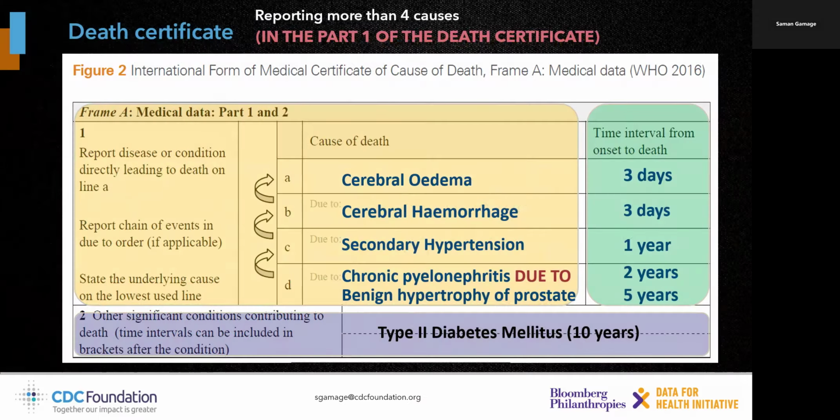So here is an example of reporting more than 4 causes. As you can see on line 1D, the certifier has reported chronic pyelonephritis due to benign hypertrophy of prostate. So he has indicated a causal relationship between the 2 conditions, and the coders will act accordingly because there is an implication of causal sequence.